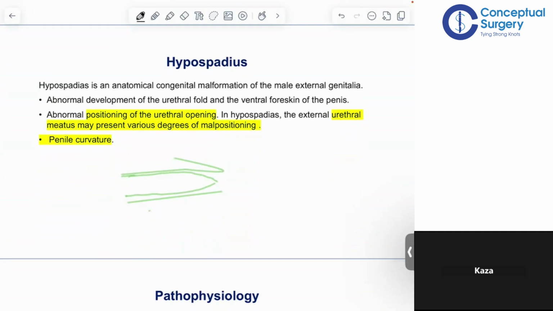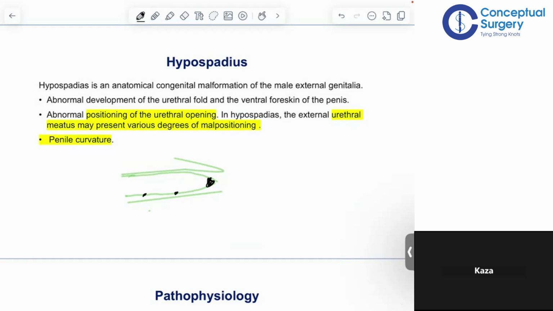This is an anatomical congenital malformation. In other words, not so much functional, but there is a distortion in the anatomy itself. And this obviously occurs during the development of the penile urethra. I'll show you the pictures in the pathophysiology as to where exactly the problem arises. It is at the level of the urethral fold. As a result of that, there's an abnormal positioning of the urethra. Instead of the urethra being here, as it normally is, it could position itself here, here, any of those. There are several spots, which again I'll show you in a picture later on.